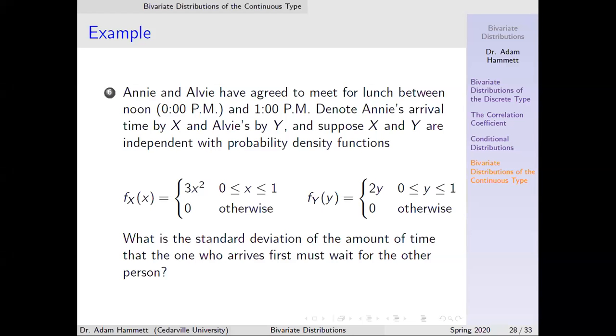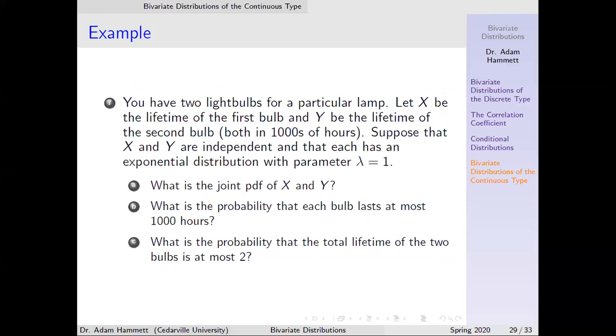Okay, in the interest of time, I think I'm going to forego doing this one. It's not all that unlike the one I just did, okay? But I want to get to some other applications here. So here's a nice problem. 2 light bulbs for a particular lamp. X is the lifetime of the first bulb, Y is the lifetime of the second. Okay? But by the way, each of these are in units of thousands of hours. So, you know, like X being 1 would mean 1,000 hours, and similarly for Y.